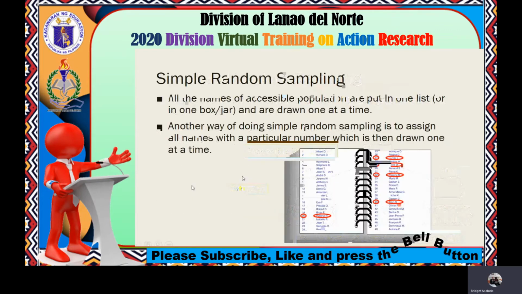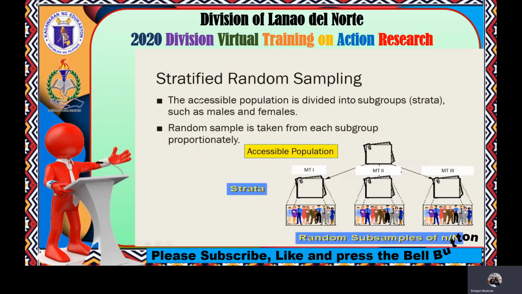Next is the stratified random sampling. The accessible population is divided into subgroups called strata, such as males and females. A random sample is taken from each group proportionately. So the proportion depends on the action researcher, provided that he can justify the proportion.